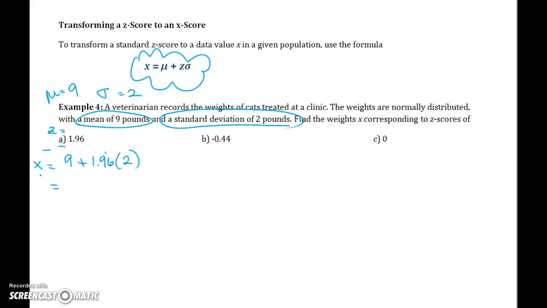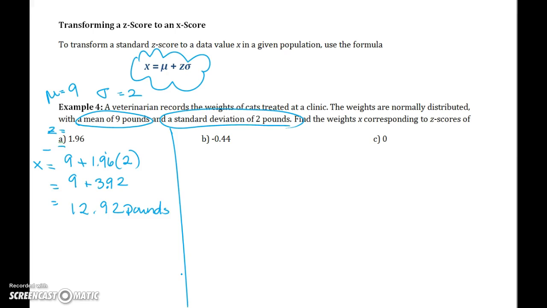Then you'll simplify, and then you'll add, and you'll get 12.92. So what does that mean? This particular cat weighed 12.92 pounds. I don't know if that's big or not because I don't speak cats, but it seems heavy.